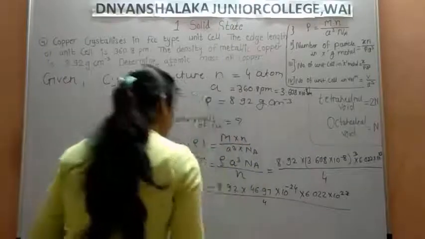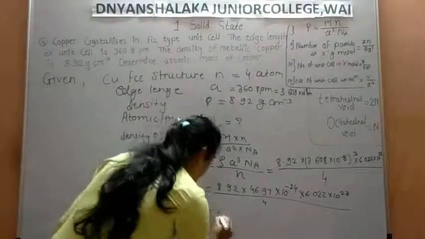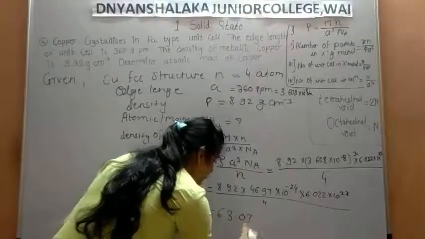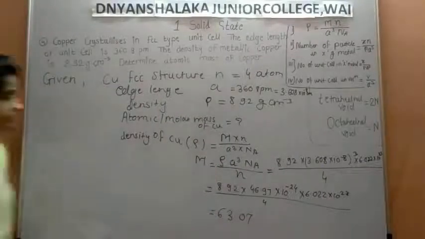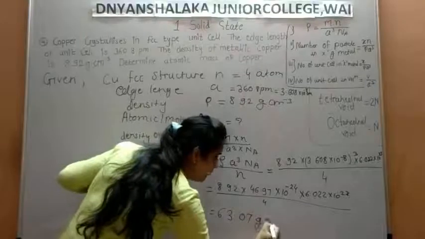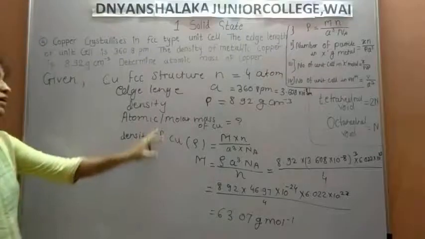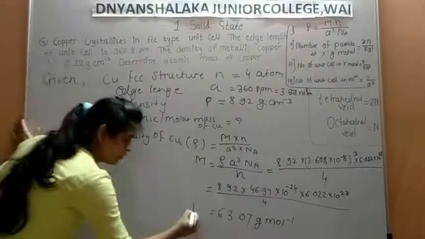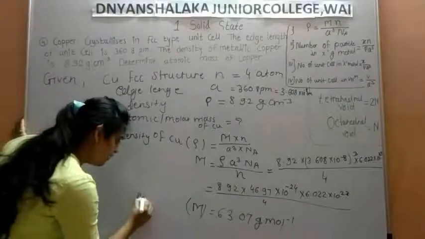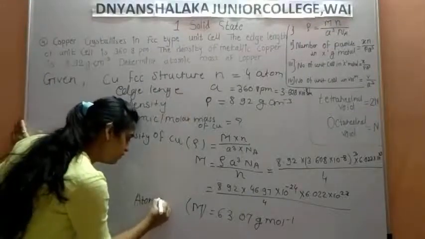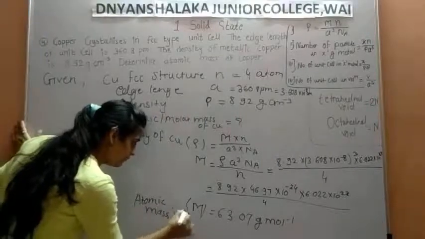So multiplying and dividing, we get the value 63.07 gram per mole. So this is the atomic or molar mass of the compound. This is M, means molar mass, and in this example we have to find the atomic mass of copper. So this is our final answer.